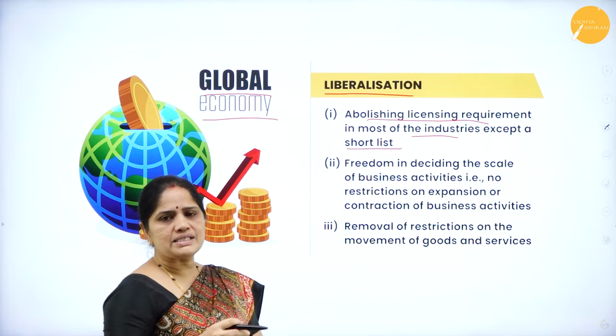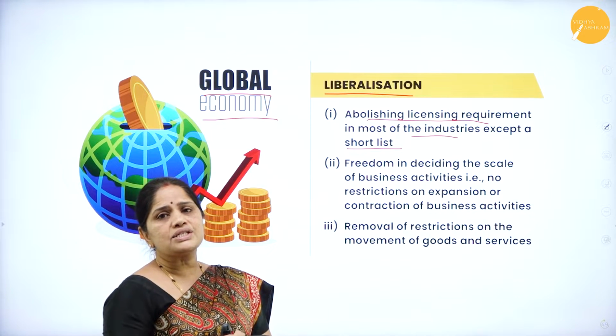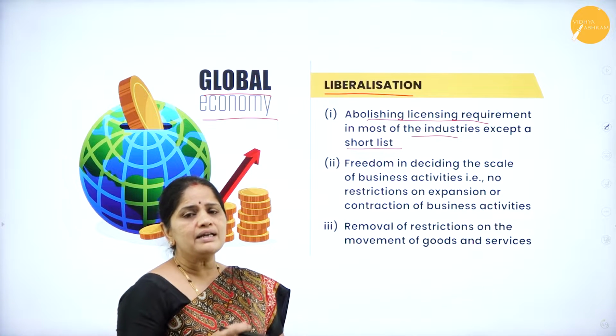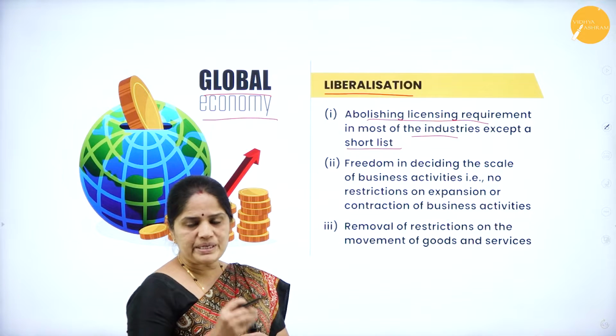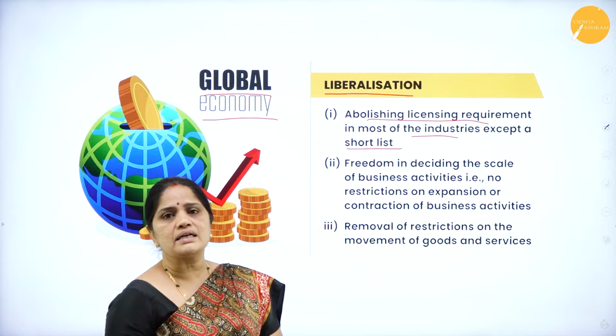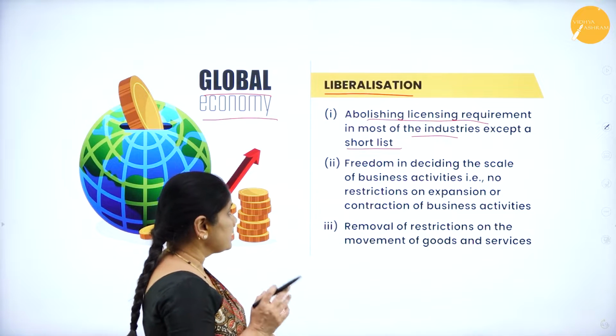Because of liberalization, we could start an industry without any license. The government recommended that only 6 industries had to be started with a license, and all other industries could be started without any license from the government.